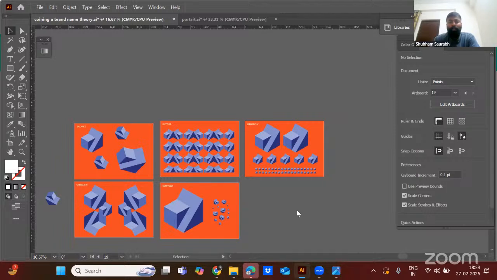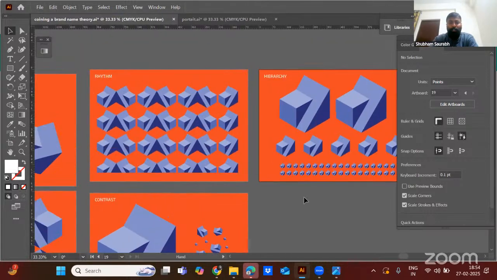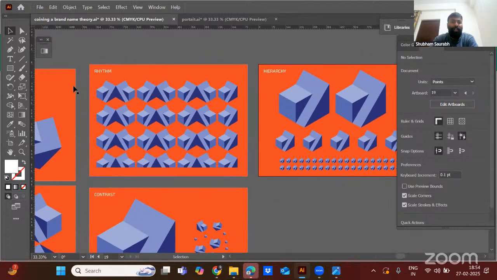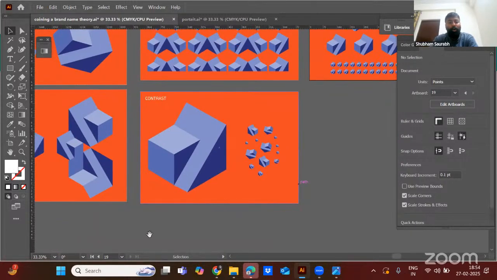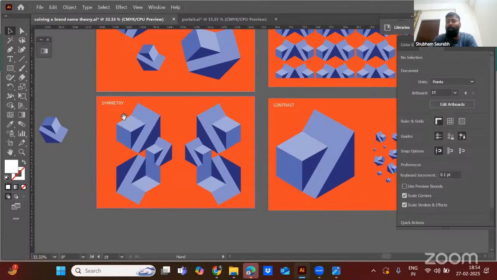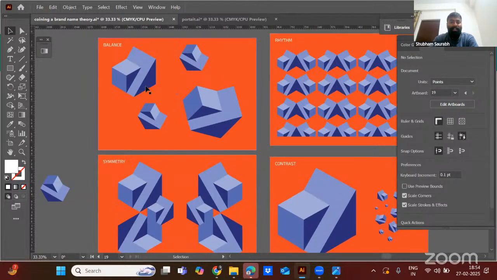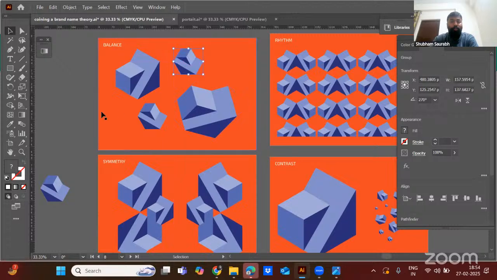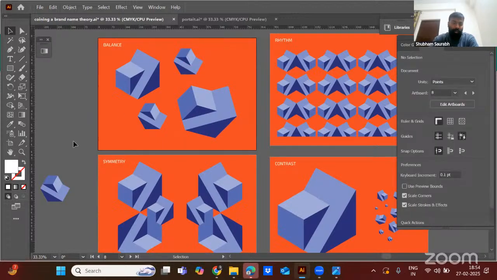So I hope you are pretty much clear now. The question can come from anything now. It can give you a random object, or it can be a combination of three random things, or one abstract shape like this. But once you apply these principles of composition like rhythm, hierarchy, contrast, symmetry, balance, these things will enhance the visual appeal of the drawing.